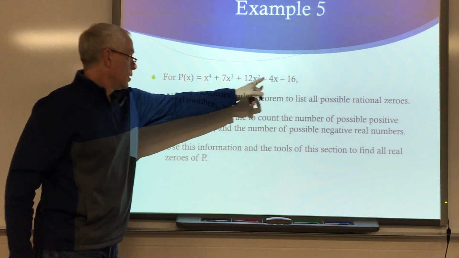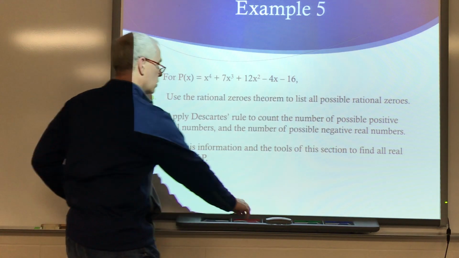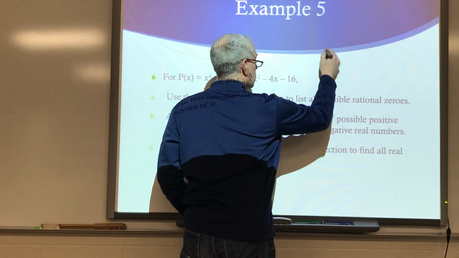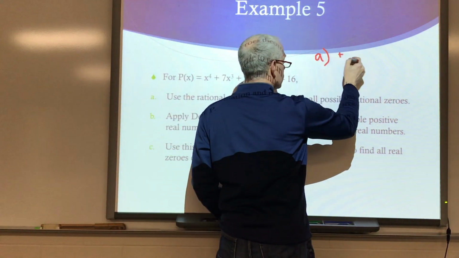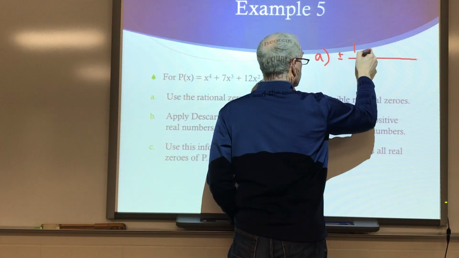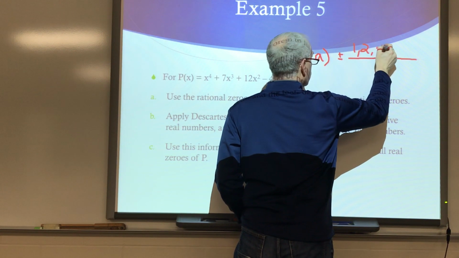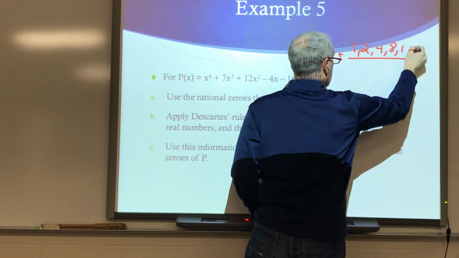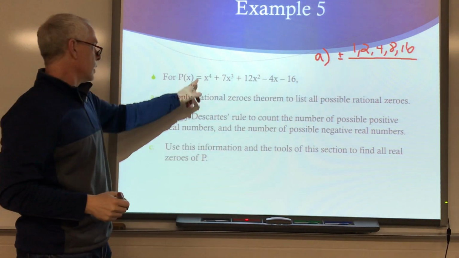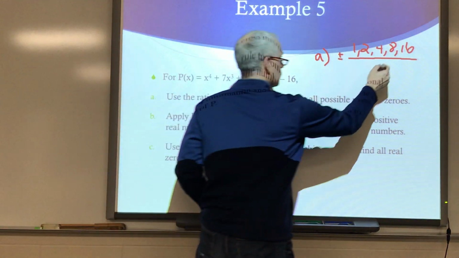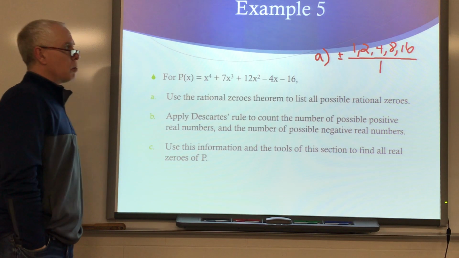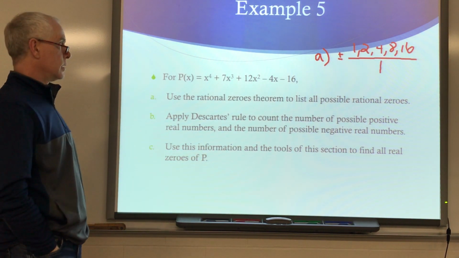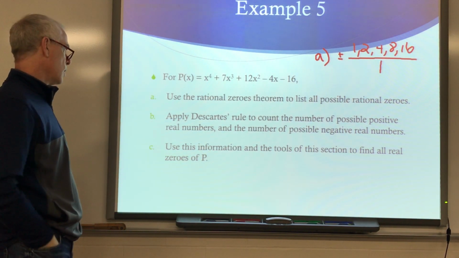Well, I'm going to put a p up here. The constant term is -16, so the factors of 16 are 1, 2, 4, 8, and 16. And then the leading coefficient is just a 1. Okay? So if there are going to be rational zeros, it's going to be plus or minus 1, 2, 4, 8, or 16. So if I'm checking, that's what I'm looking for.